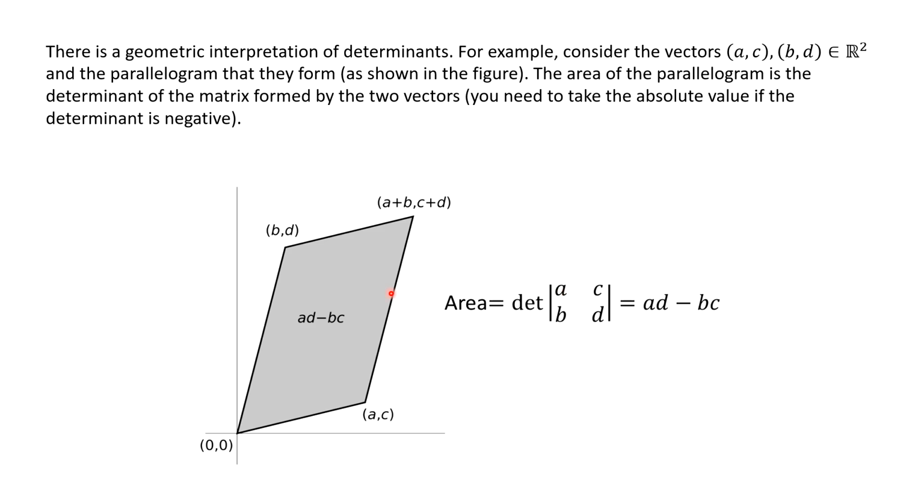And so you just take (a, c) as the first row, and (b, d) as the second row. Take the determinant, take the absolute value if need be, and this is the area of this gray region.